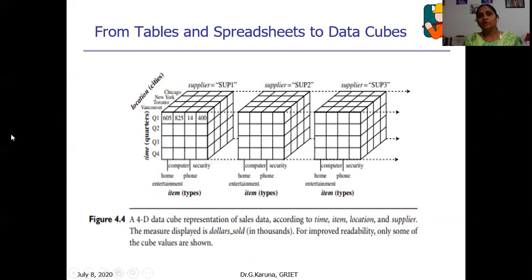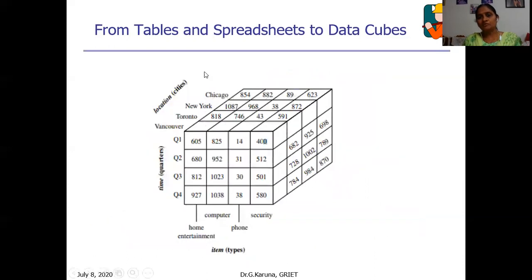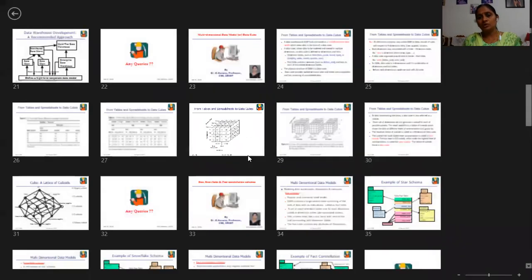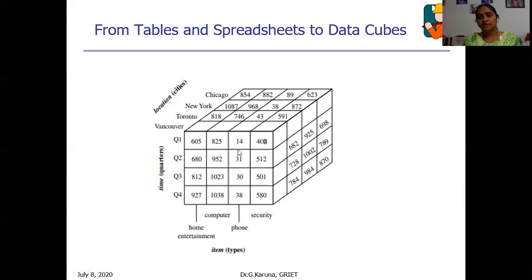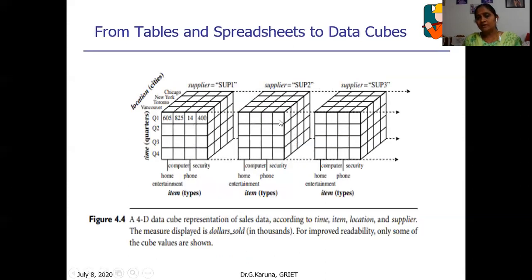Now, let us move to the 4D view. In this 4D view, instead of only item, time, and location, I'm going to introduce a fourth dimension, the supplier. So in the previous diagram, we discussed only one supplier's 3D view, right? Now I'm going to discuss another supplier, supplier 2 in another branch, and supplier 3 in a third branch.